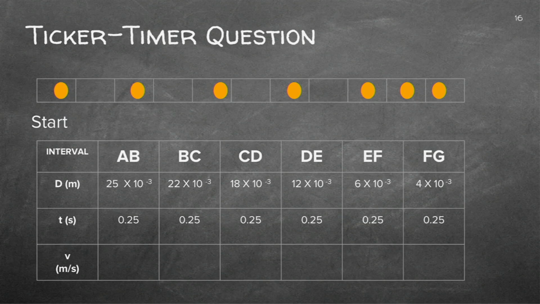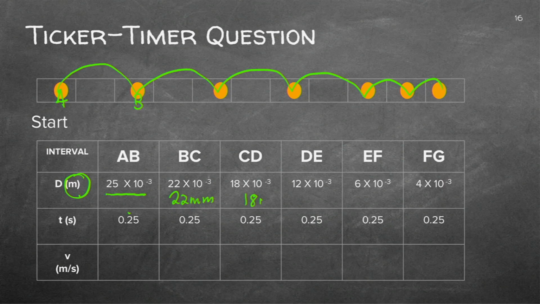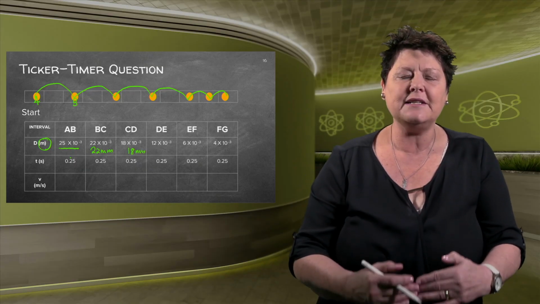Let's do this one together. This one has further and then getting nearer. So you already know that it's not going faster, it's going slower. Firstly, you measure the distance between A and B. It was 25 millimeters, so it's 25 times 10 to the power of minus 3 to get it into meters. This one is 22 millimeters. You took it to meters. 18 millimeters, and you took it to meters. So you always have to go from millimeters to meters.